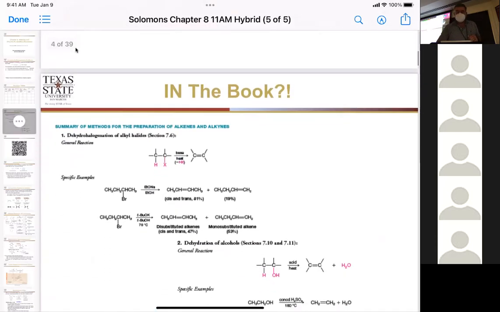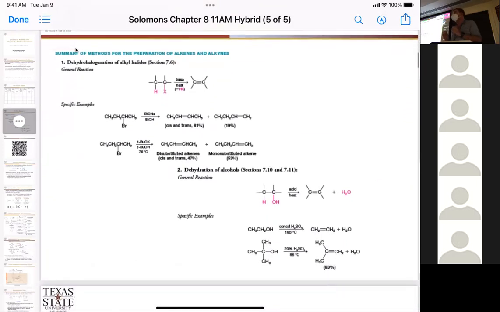And then what you can also do is, at the end of the book, it gives you a summary of the methods for preparing things. So here we have the 2 methods where we dehydrohalogenate. In this case, we do the dehydration of alcohols. This is at the end of chapter 7. So you can use that. If that reaction appears at the end of the chapter, it should be on your reaction table, okay? And then you can use that reaction table to study.